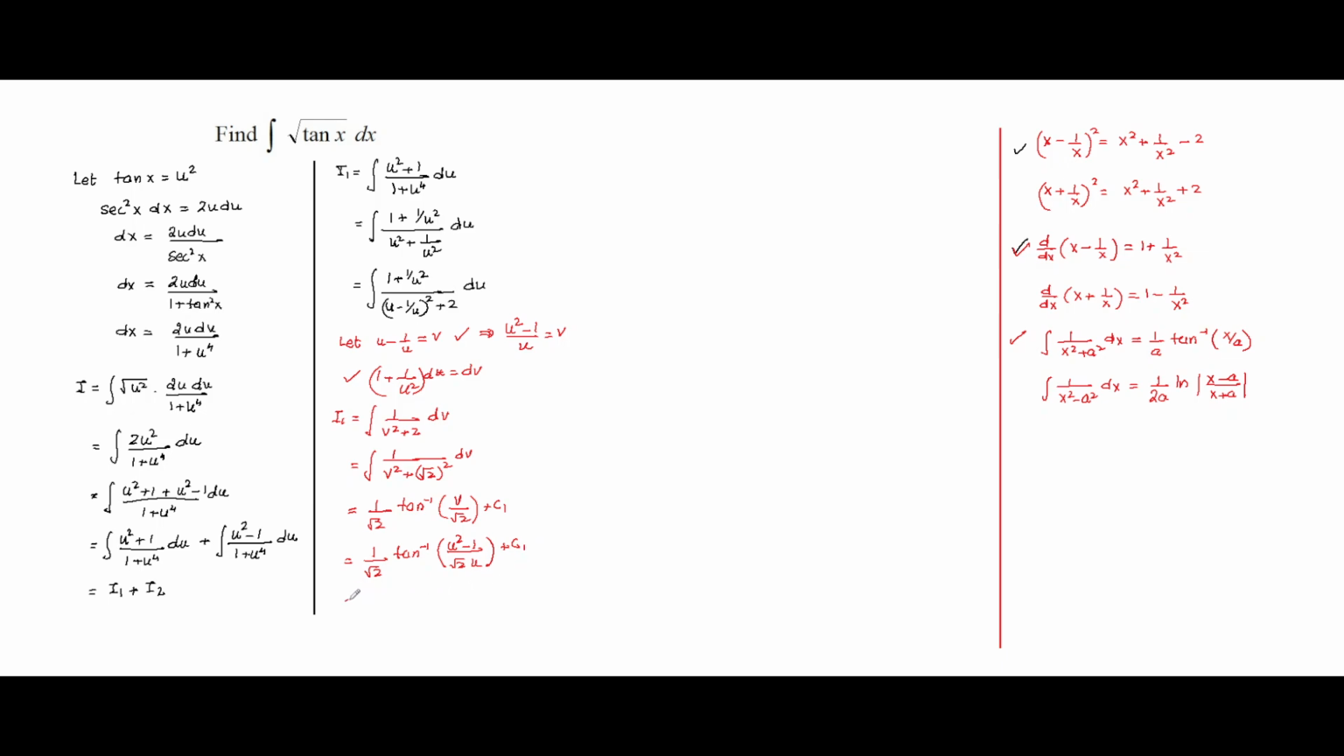Now once we already have the substitution as u over there at the beginning. Now u is square root of tan x and u square is tangent x. So this will be tangent x minus 1 over square root of 2 tangent x and then plus c1. So that is how we are going to integrate I1. Now we shall go on to integrate I2.